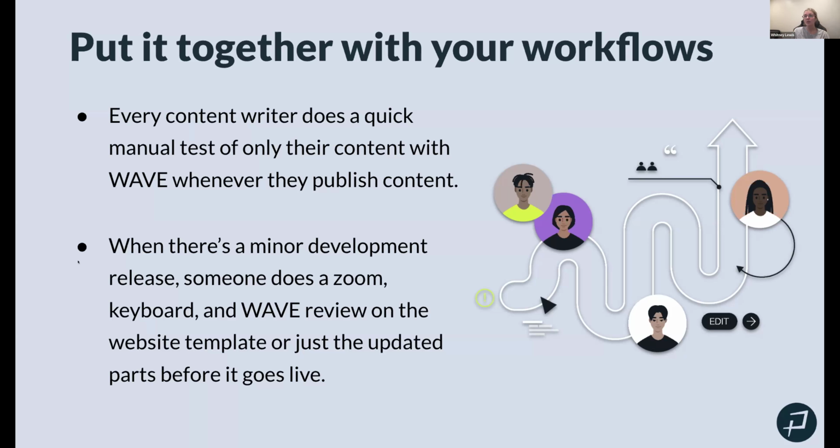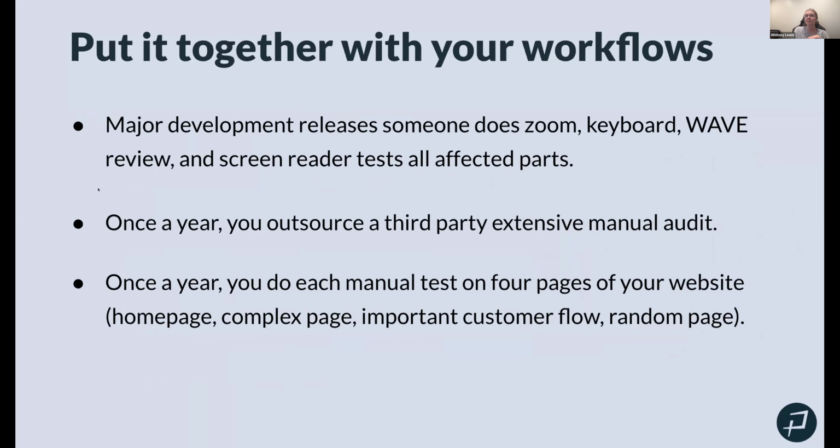When there's a minor development release, maybe someone does a Zoom, keyboard, and WAVE review on the website template or just the updated parts before it goes live. So we're sampling, we are choosing the types of tests we're going to do. We're also choosing what we're specifically going to test. Major development releases, maybe we do all the tests. So we do Zoom, keyboard, WAVE review, and screen reader tests, but maybe we're only testing the affected parts. So we're sampling on the parts of the website or the app that we're testing.